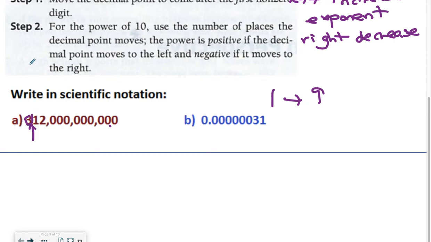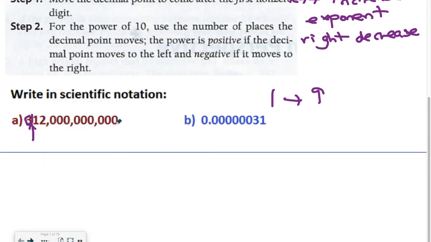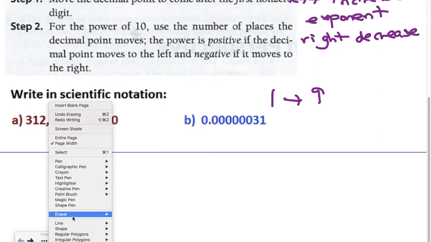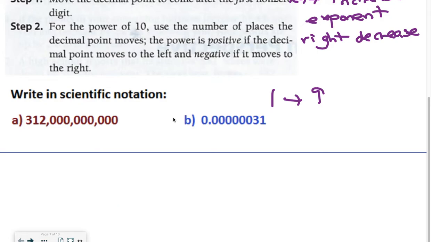Okay, so because our decimal point is over here, ignore this stray mark right here. Let me get rid of that so that doesn't become confusing. Okay, so actually I'm going to get rid of everything again. We're going to move our decimal point to the left until we reach that in between 3 and 1. Now because we're moving to the left, remember, our exponent increases.